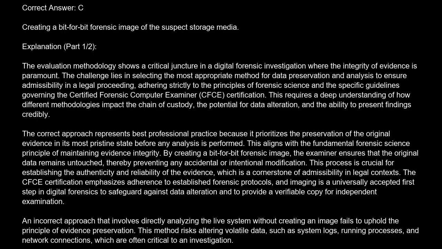This process is crucial for establishing the authenticity and reliability of the evidence, which is a cornerstone of admissibility in legal contexts. The CFCE certification emphasizes adherence to established forensic protocols, and imaging is a universally accepted first step in digital forensics to safeguard against data alteration and to provide a verifiable copy for independent examination.